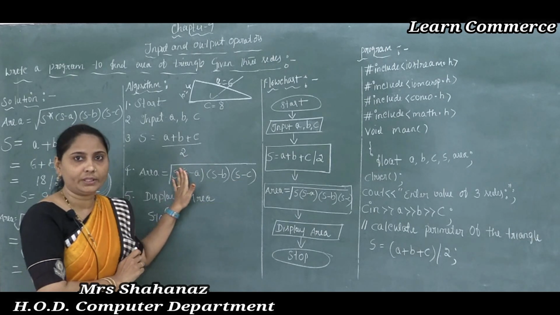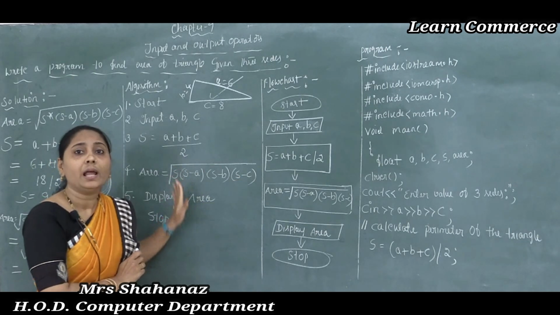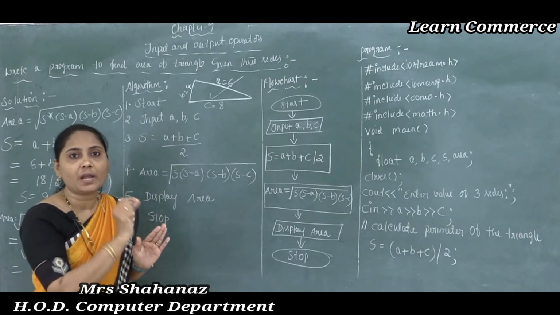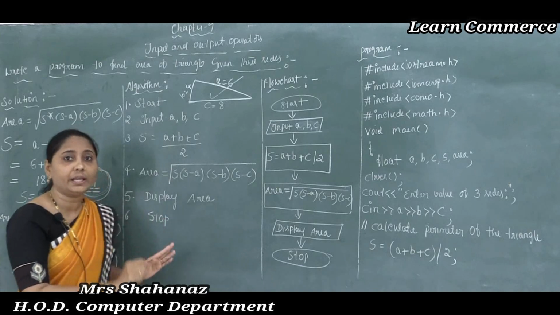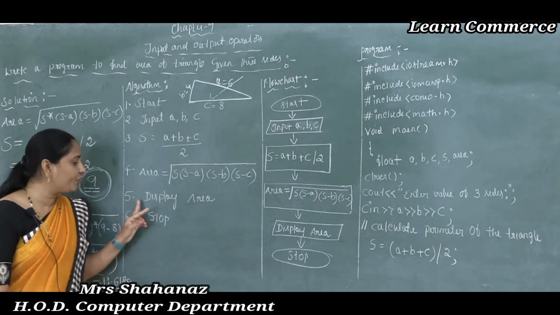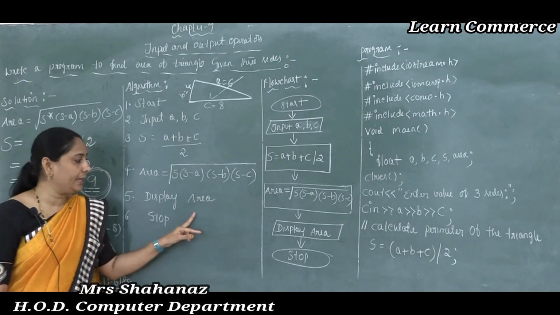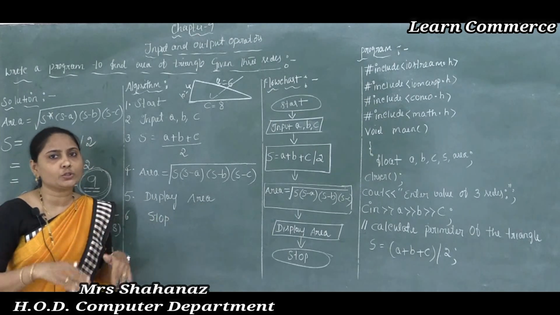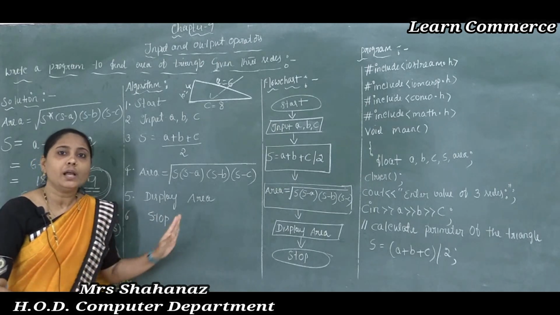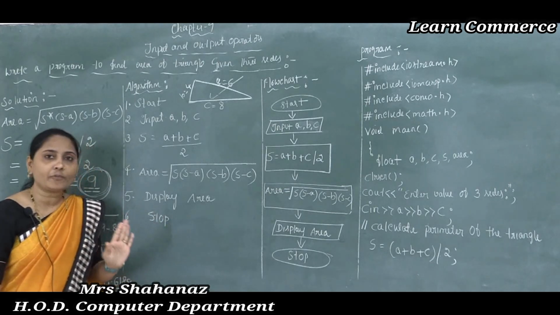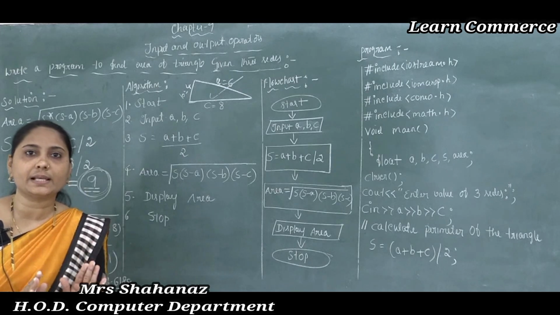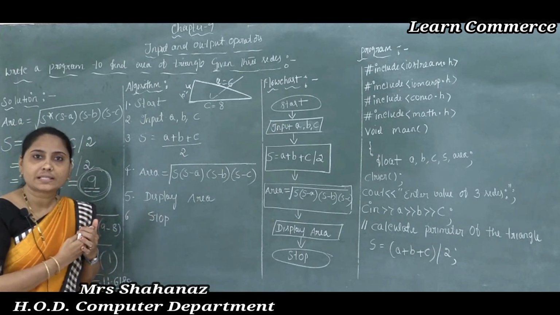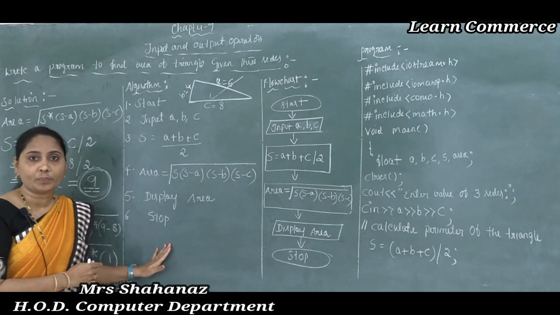And after knowing the result of the area of the triangle, whatever the result is, I want to display it on the monitor, on the screen. That is step 5. Display area. Here area means the area of a triangle. If you are writing area, it is equal to the area of the triangle only here. So clear this point here. Lastly, after displaying the result of the area of the triangle on screen, we are going to stop the algorithm.